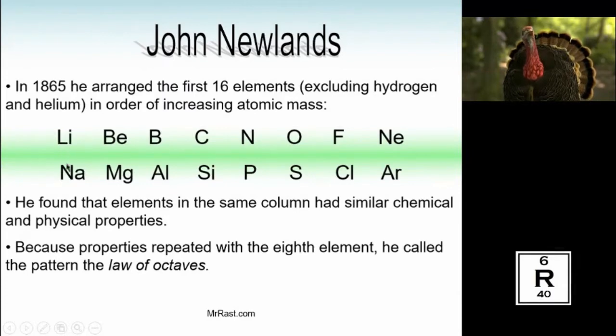So lithium and sodium have chemical and physical properties very much like each other, and beryllium and magnesium also have properties very much like each other, all the way over to neon and argon, fluorine, chlorine. Because these properties repeated, now they're obviously different elements, but they seem to be somewhat related to each other as far as chemical and physical properties are concerned. So that was John Newlands, and he would be the first person to arrange elements and figure out a pattern in them.